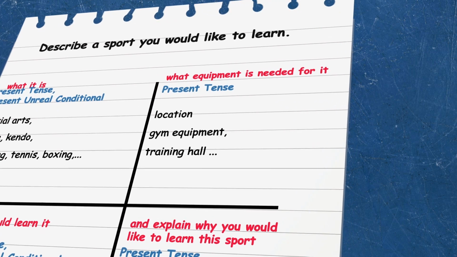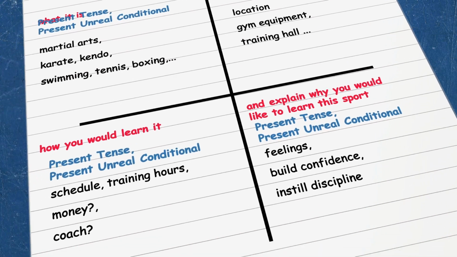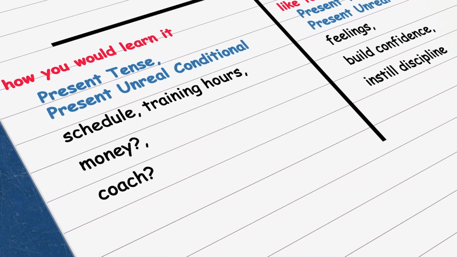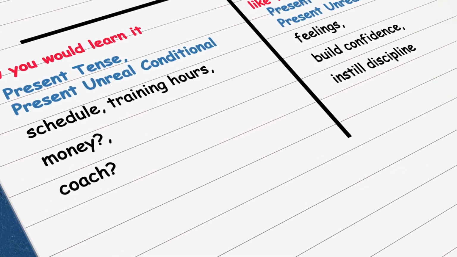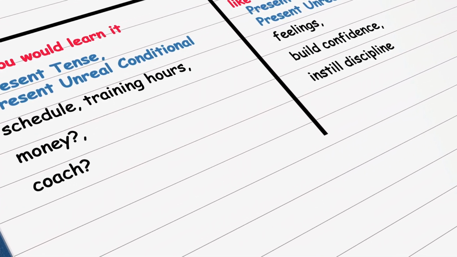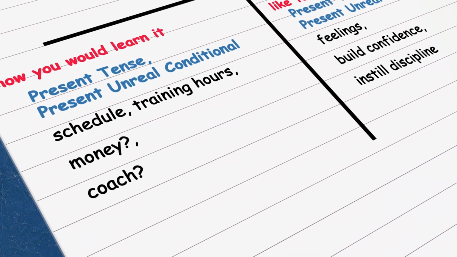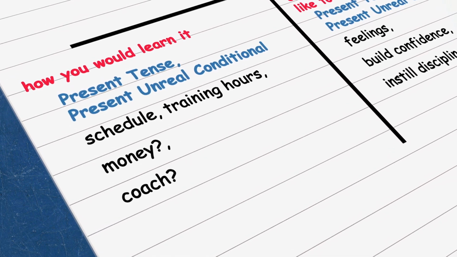Now, the third cue is how would you learn it? How would you learn this sport? What would you do to learn this sport? It's a question about your activity. So maybe you have a schedule you stick to, maybe training hours in the morning, in the evening. You can also talk about money, how much money you would be willing to spend, and maybe you can also talk about hiring a personal trainer to teach you.